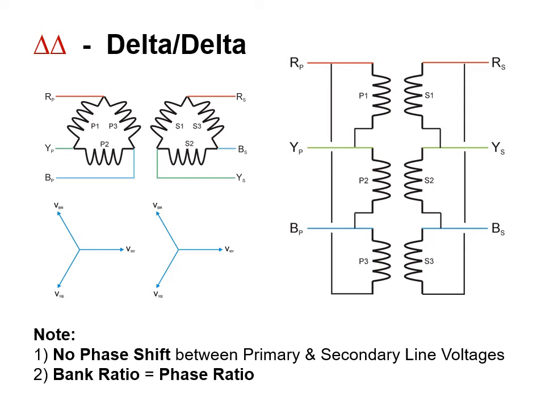What we see is there's no phase shift between the primary and secondary line voltages. You can draw a phasor diagram, and of course these voltages will depend on the turns ratio, but the line voltages for primary and secondary are going to be the same. And the bank ratio then would equal the phase ratio.